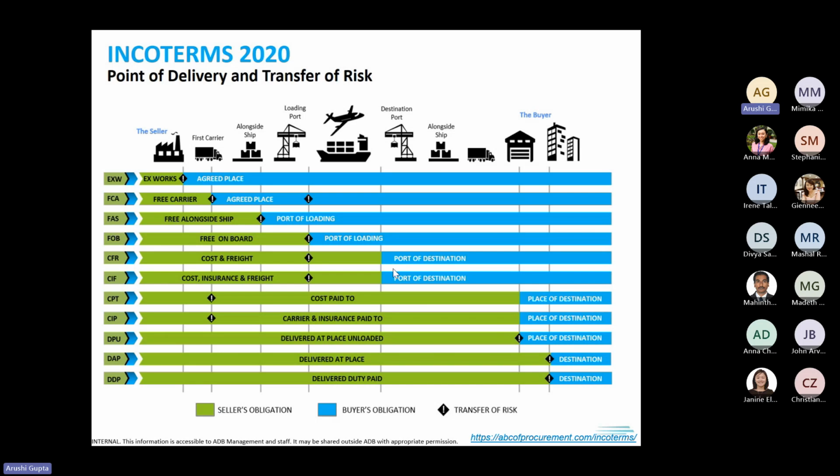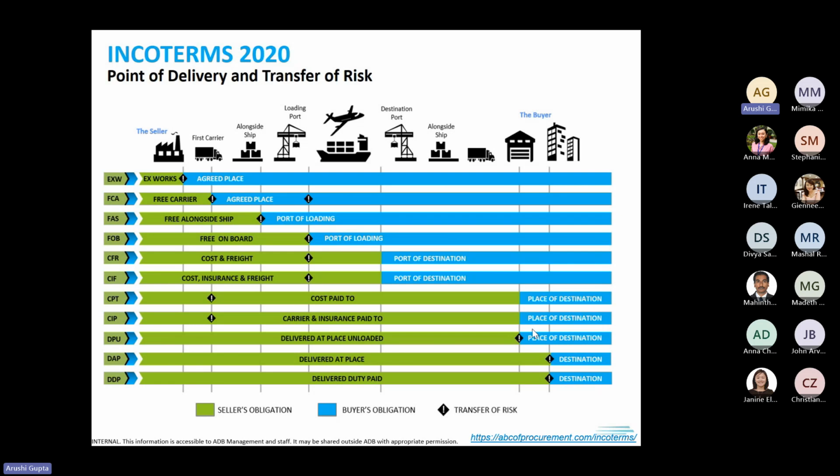Just as a brief context, this is a snapshot of the 2020 version of the Incoterms, which is short for International Commercial Terms issued by the International Chamber of Commerce. These terms define the basic rules of trade and are internationally accepted terms of contracting between a buyer and seller, and they highlight the responsibility of each stakeholder as well as the principle of transfer of ownership and risk.